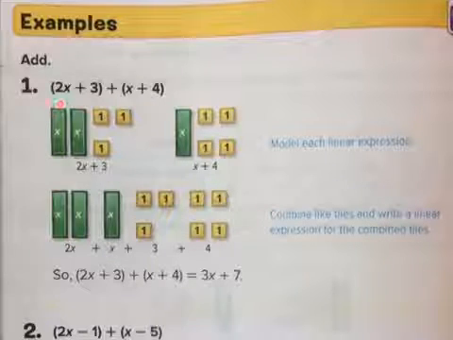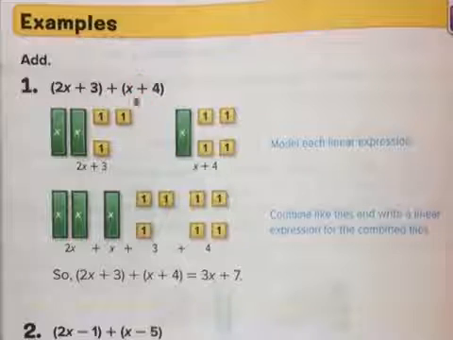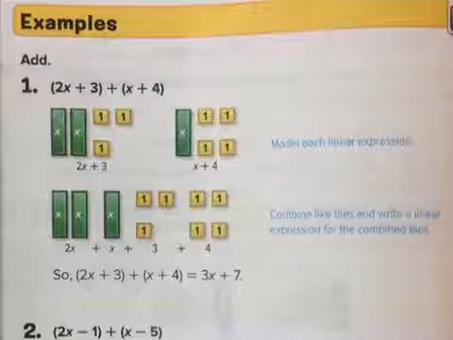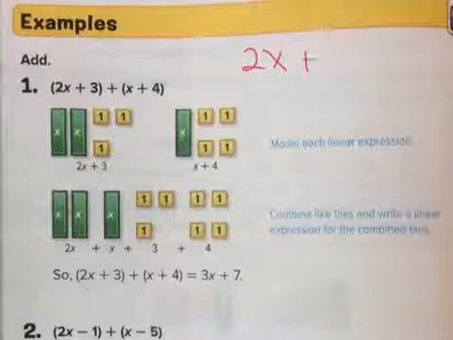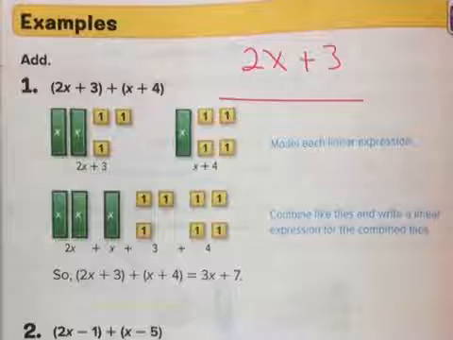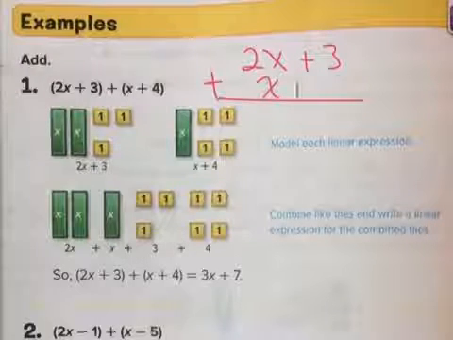Okay, let's look at example 1. We have (2x + 3) plus (x + 4). Think of these as 2 different things, and now we're going to add these 2 together. You could do it simply like this, where you write 2x plus 3, and then at the bottom you write x plus 4.